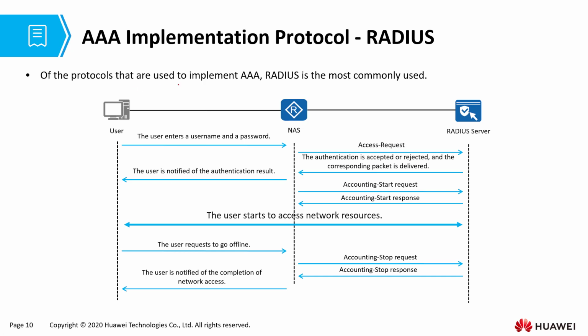Of the protocols that are used to implement AAA, Radius is by far the most commonly used. And what exactly is happening? Radius is a distributed information exchange protocol, based on what we call the client-server architecture. We have a Radius client and we have a Radius server. It implements user authentication, user authorization, and also user accounting.